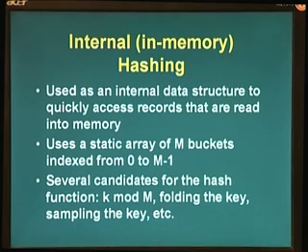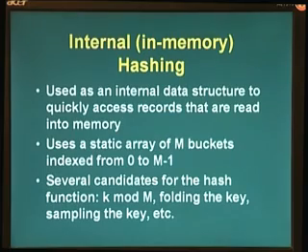Before we go into how hashing is performed on disk, let us have a look at what is called internal hashing. Internal hashing is hashing that is performed entirely in main memory. And in most database management systems, hashing is used extensively in main memory in order to quickly access a given data element among a set of data elements that have been loaded onto memory. Usually such hashing techniques use an internal data structure that is something like a static array of m different buckets, indexed from 0 to m-1.